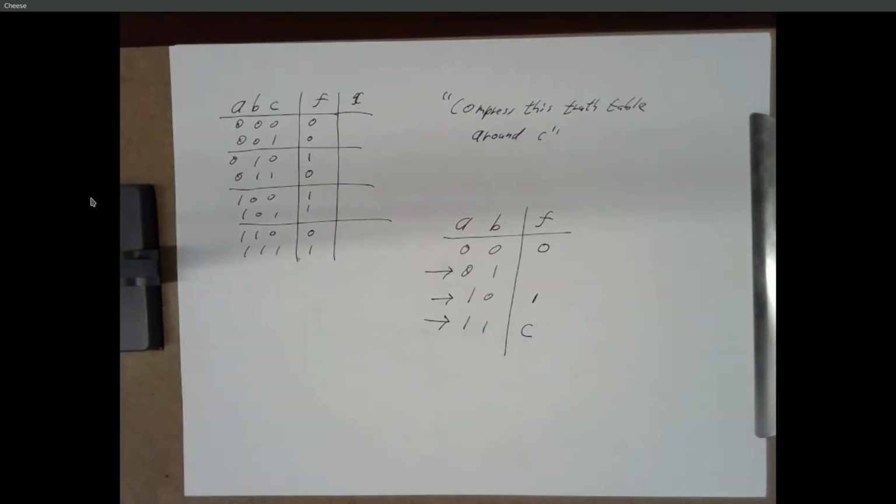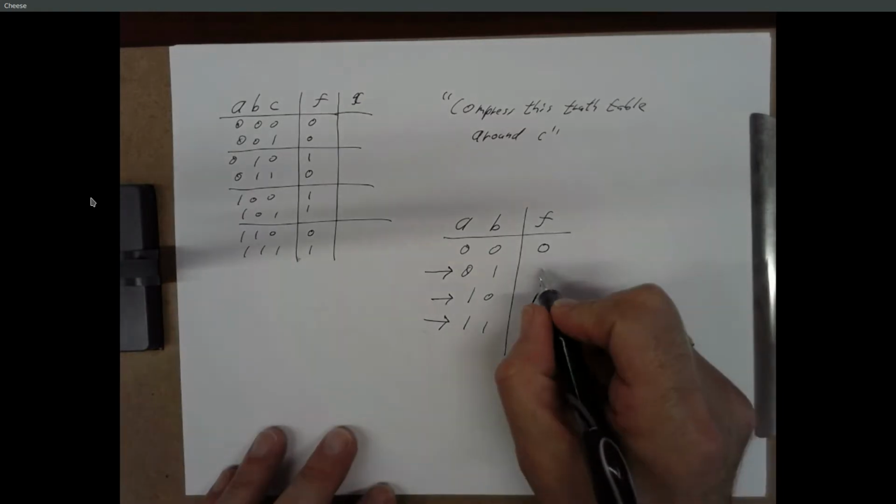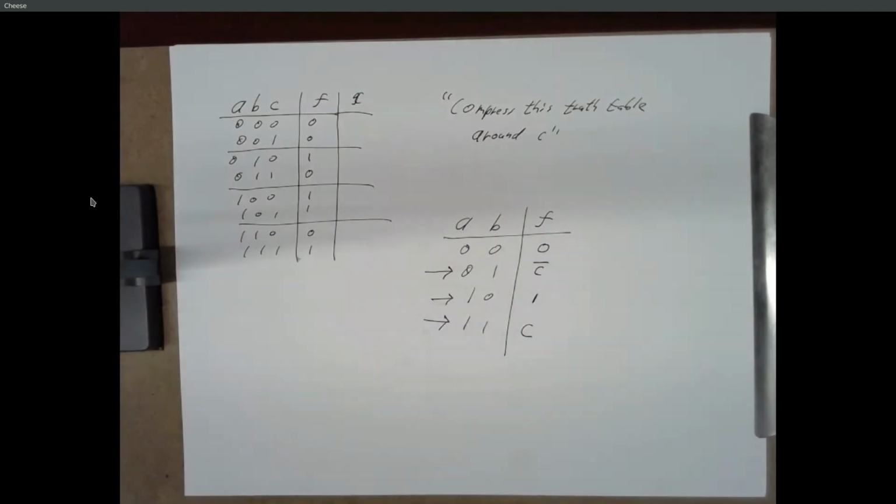All right, what about the second row? A is a 0, B is a 1. What does F look like? Looks like C bar. So there's a smaller truth table. It only has 4 rows, only 2 input variables. But my output function is more than just a 0 or a 1. It might have inputs, it might have complements of inputs. But that's what we mean by a compressed truth table, in this case compressed around C. So we got rid of C.